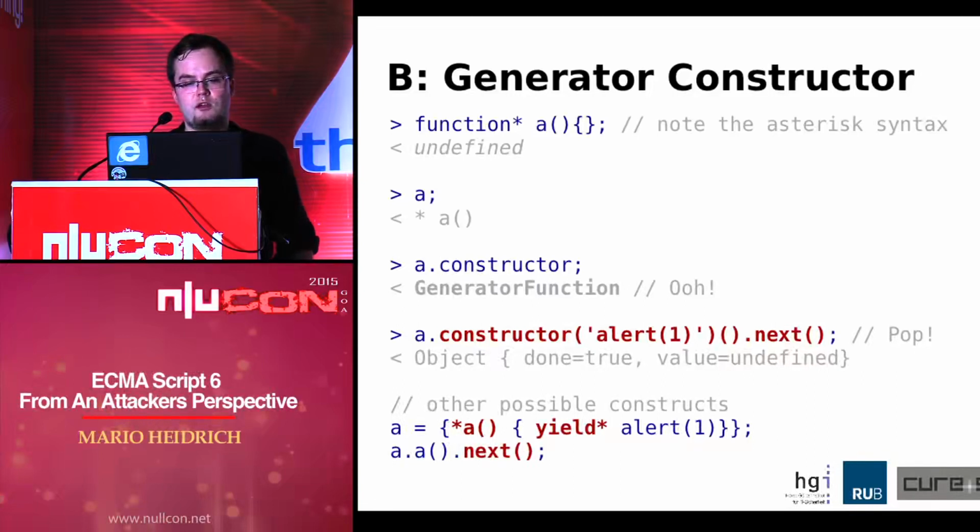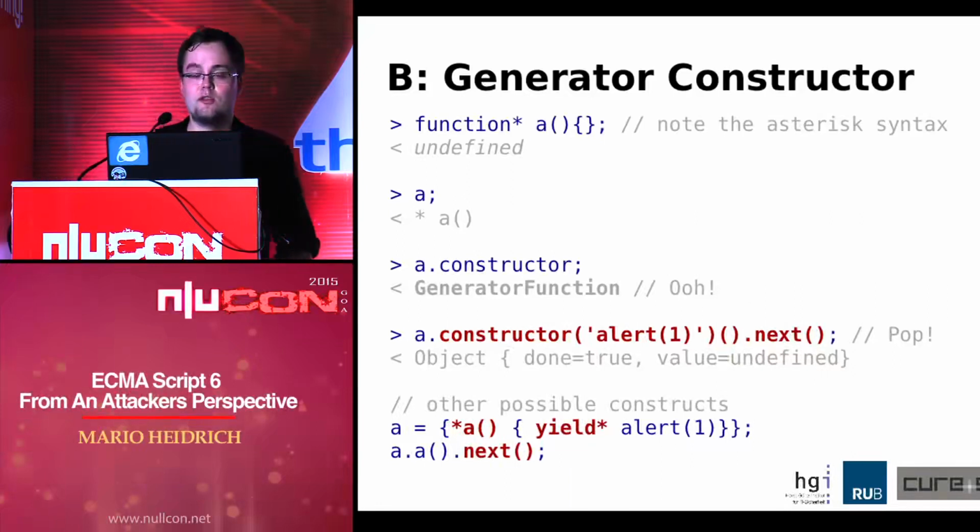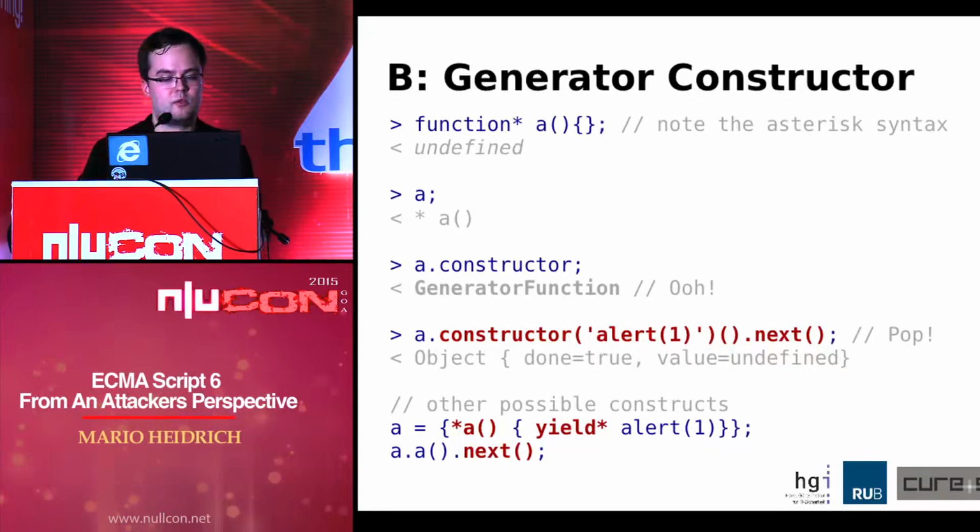So if you have a generator, then you call generator's constructor, and you say generator constructor string alert 1, executing this and then executing next, then you have the alert. You might say, okay, that is kind of boring. How is this useful? We're going to see this in a second.